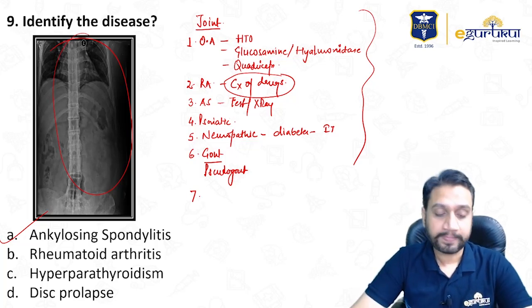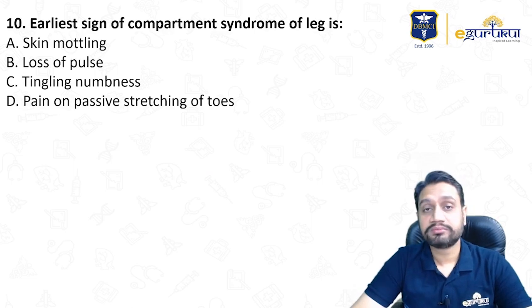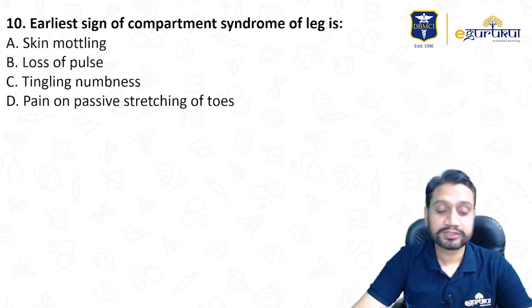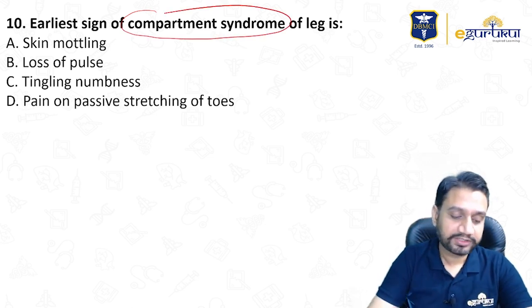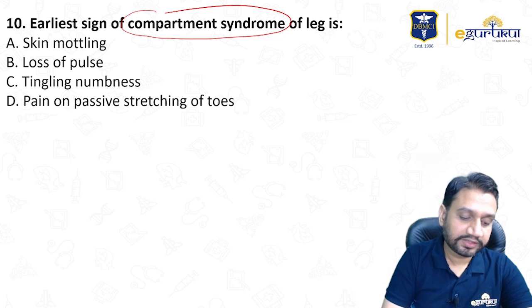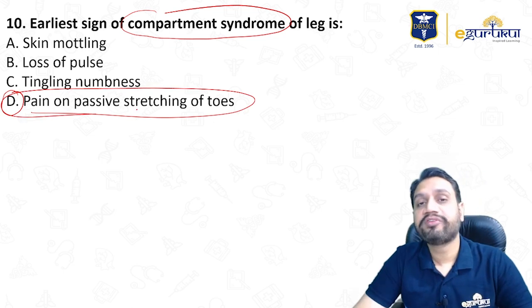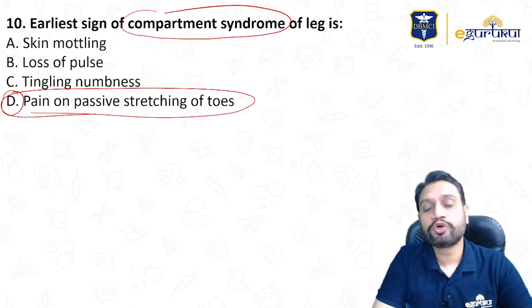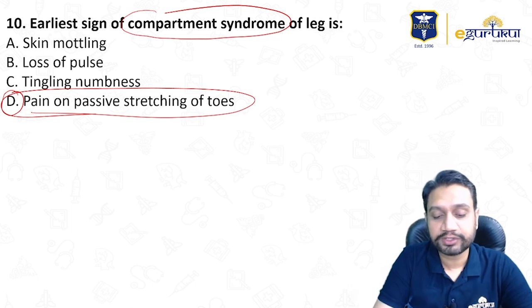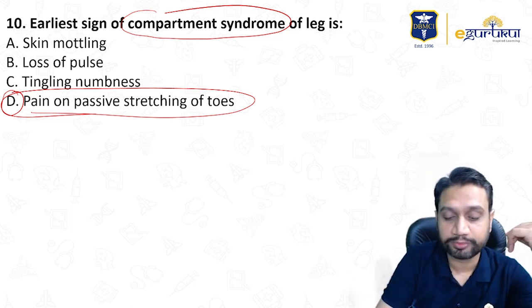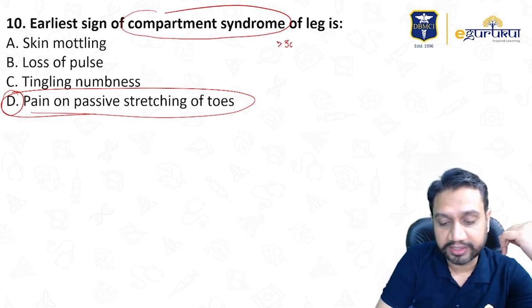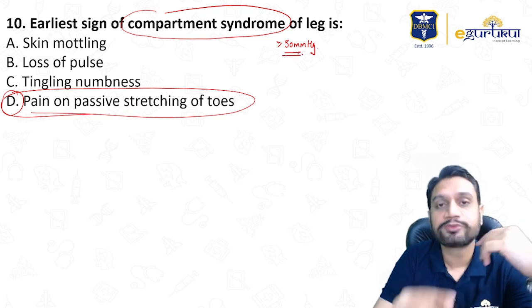I have this last topic, but again a very, very important, repeatedly asked question: compartment syndrome. The earliest sign of compartment syndrome will be pain on passive stretch, and you must be very vigilant. When do we call it compartment syndrome? When there is a rise in pressure in a closed osteofascial compartment. How much should the pressure be raised? More than 30 millimeters of mercury. There are devices which can measure it.